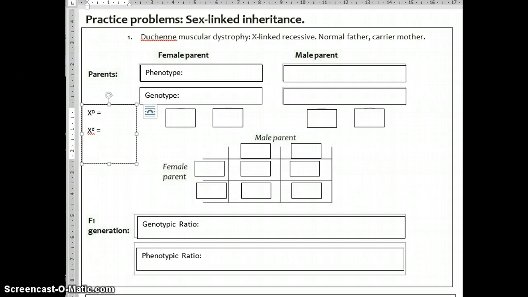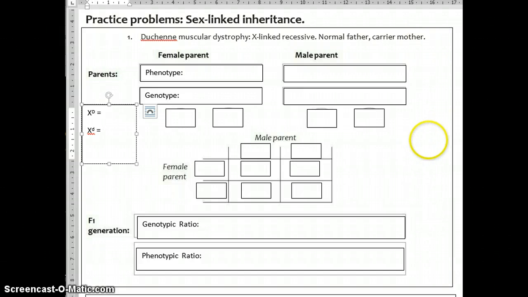Alright ladies, here's an example now of how to fill in a Punnett square for an X-linked inherited condition. You'll see the Punnett square layout is essentially exactly the same as it would be for an autosomal condition, logically enough. So, the example I've got here for you is Duchenne muscular dystrophy. This is an X-linked recessive condition. We have a normal father, or a healthy father, and a carrier mother.